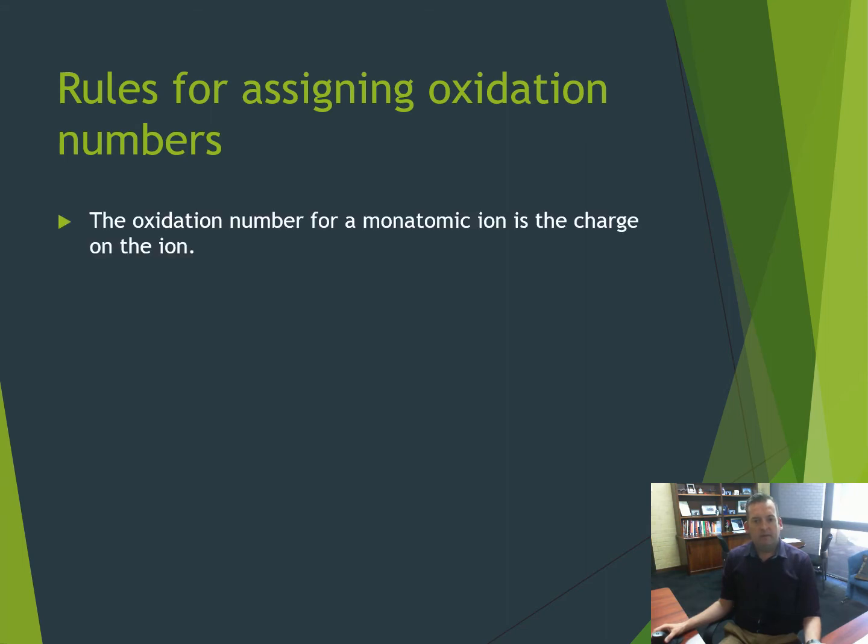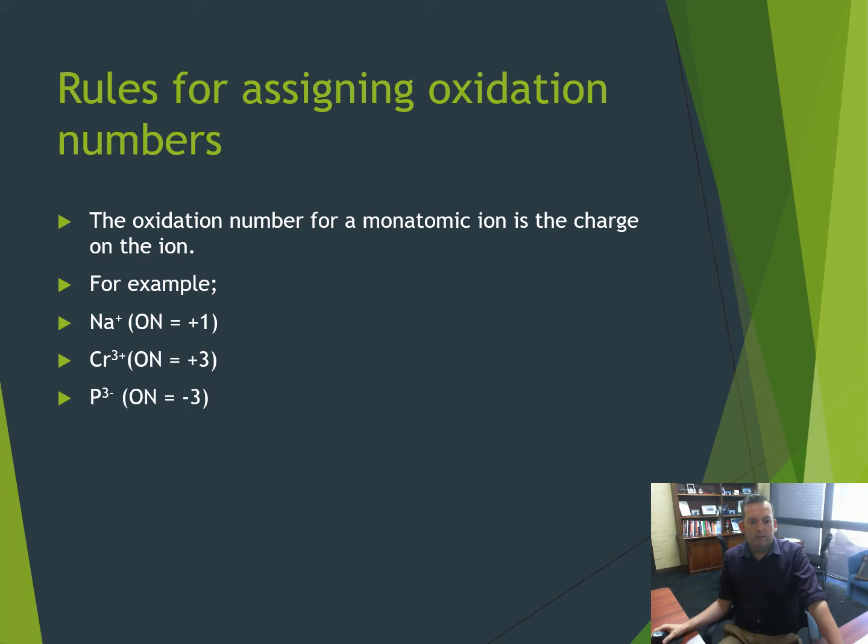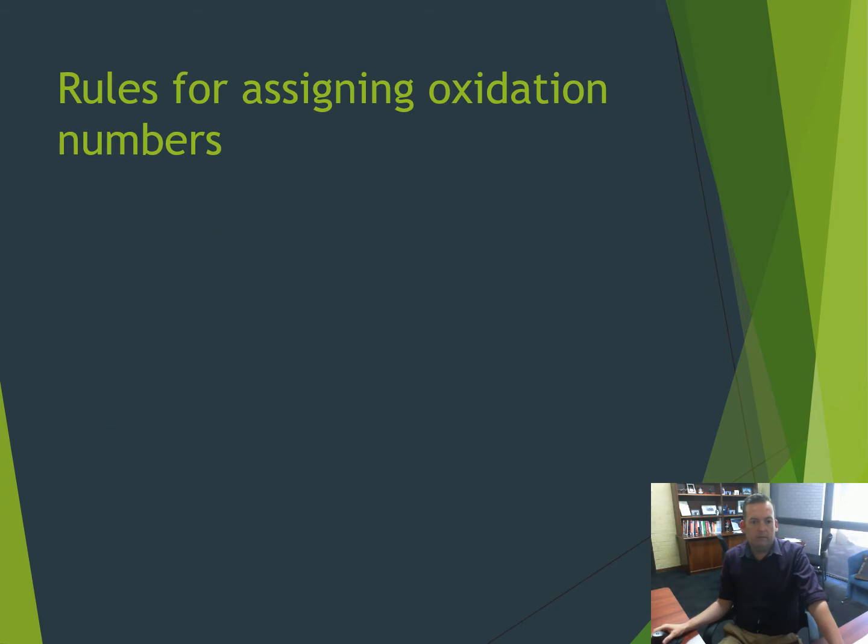For monatomic ions, a monatomic ion is a single atom ion, the oxidation number is the same as the charge. So you don't have to learn anything new, you already know these. For example, sodium, the oxidation number is +1. We always put +1, we don't say it's just 1. The sign is important. For chromium 3+, it's +3. P3-, -3. Bromide, -1. So ions are really easy for monatomic substances. So we've got elements 0, and monatomic ions are the same as the charge of the ion.